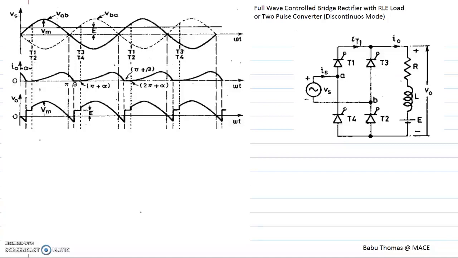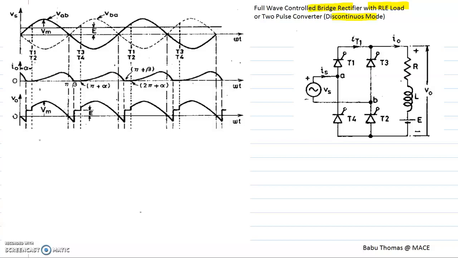Hi everyone. Now we are going to discuss a full wave controlled bridge rectifier with RLE load in discontinuous conduction mode. It is also known as a two-pulse converter. The term discontinuous comes into picture when the load current comes to zero at each half cycle before the next set of thyristors in the sequence are fired. The load performance generally deteriorates in the case of a discontinuous mode of conduction. It is always preferable to operate the loads in a continuous conduction mode.